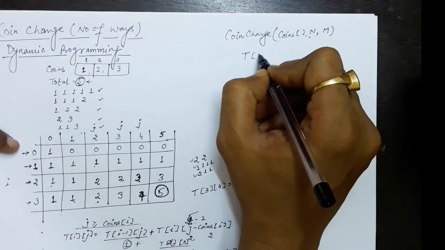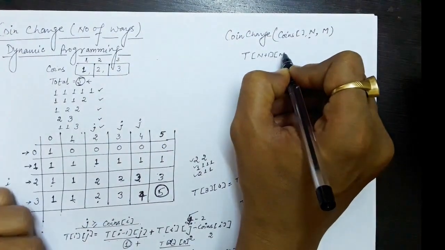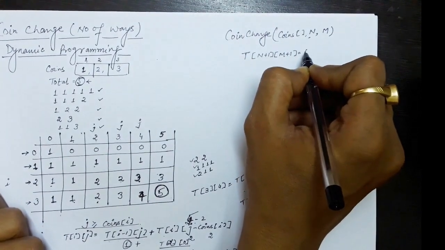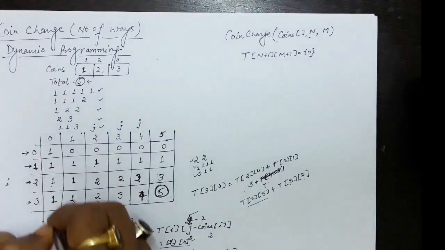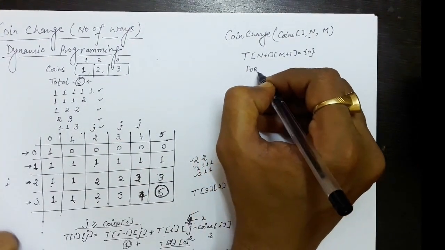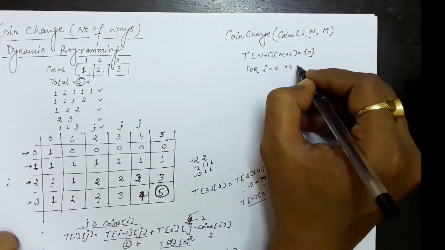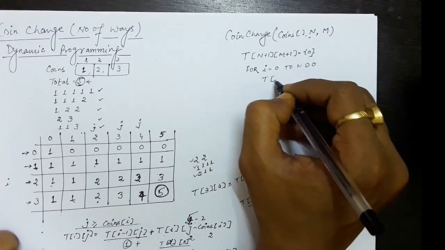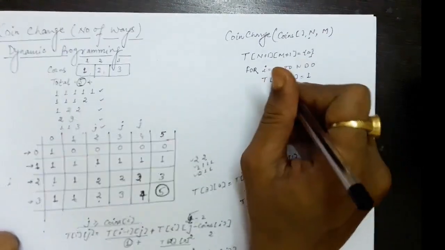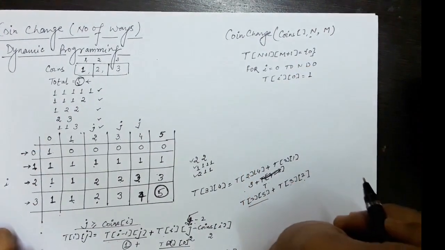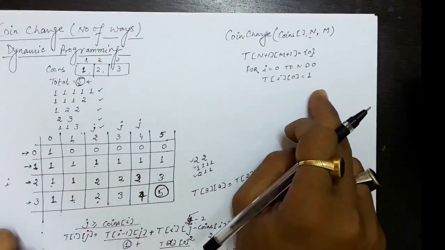Total number of coins is n. So on the row side, we should have n plus 1 rows, and the denomination that is to be generated is m. So on the column side, I should have m plus 1. Let's say we are initializing all the entries of this table to 0. But that will not work. We will have to make all the entries of column number 0 as 1. So for this, I need to apply a loop for i equals 0 to n do table[i][0] equals 1. Okay, when i changes, the row will change, and at every 0 column of this row, the entry can be set as 1.